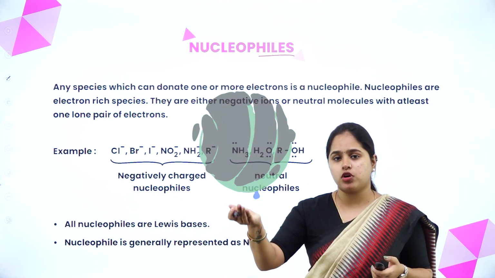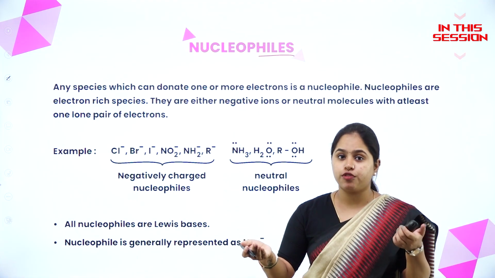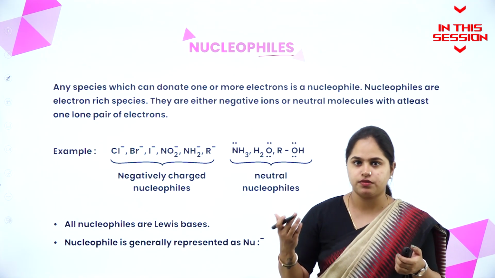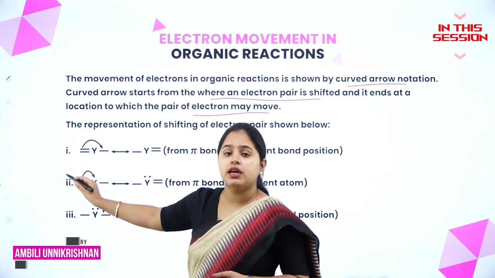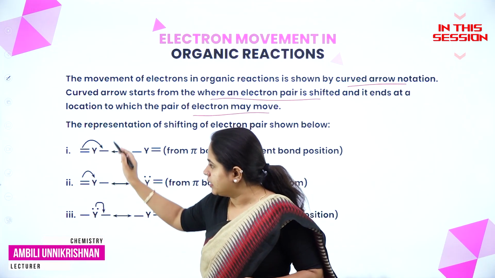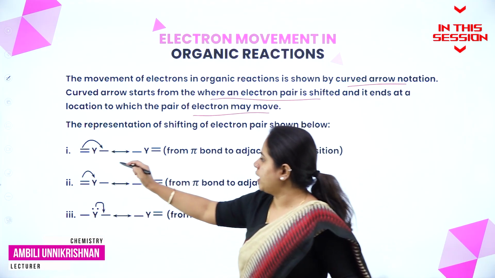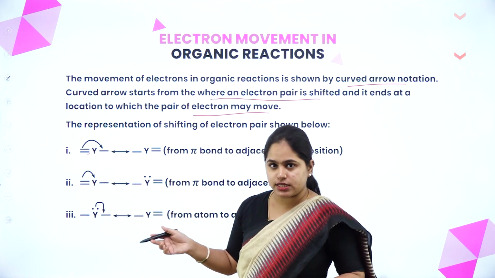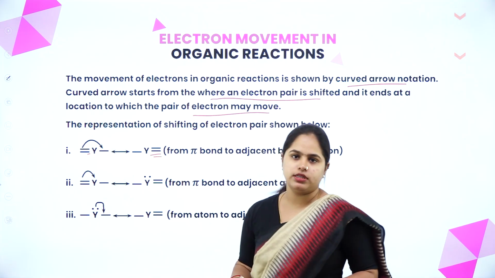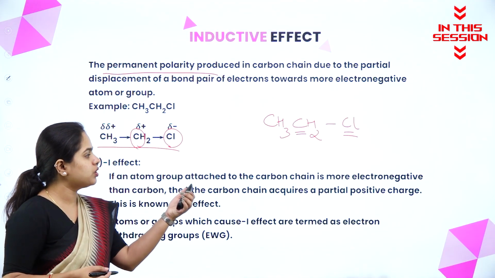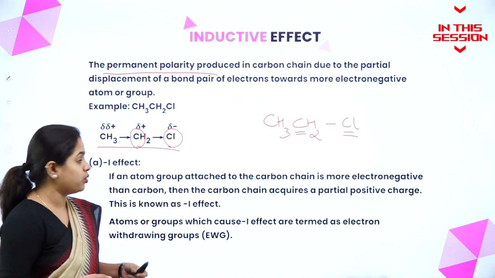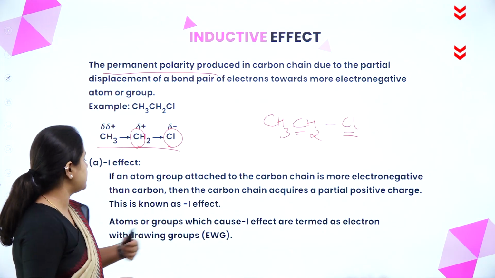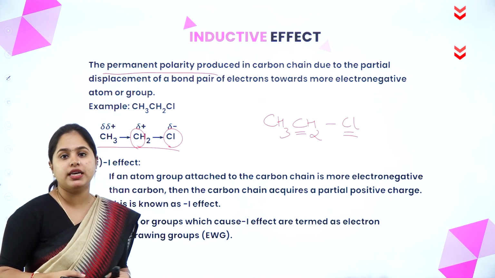So if the nucleus is positively charged, then our nucleophile must be negatively charged, right? That is how they are having an attraction with each other. So from this pi bond, the electrons are moving to the next adjacent bond. Earlier, the double bond was here. The pi electrons moved to the adjacent position and now the double bond is here. If an atom attached to the carbon chain is more electronegative than carbon, then the carbon chain acquires a partial positive charge and this is known as minus I effect.